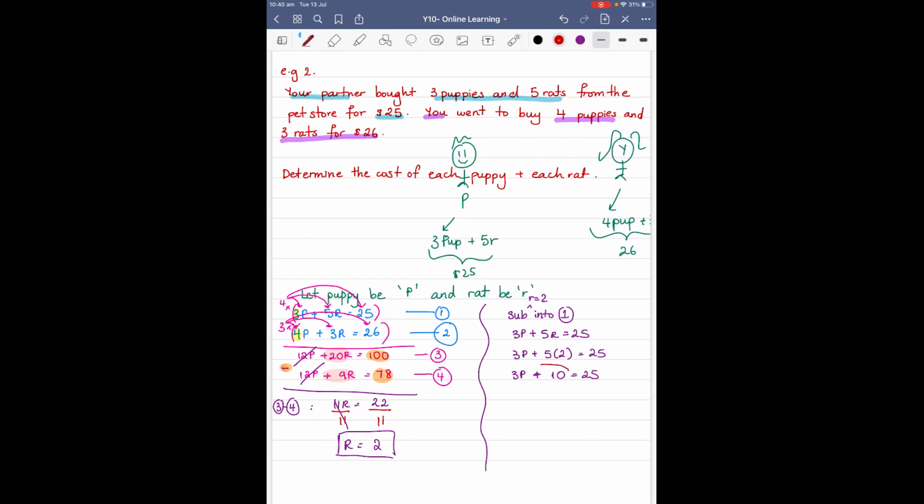Alright, we're going to solve our linear equations. Positive 10 becomes a negative 10. 25 minus 10 is 15. You want p on its own, so we're going to divide both sides by 3. P is now 5. We don't stop there. Make sure you always conclude your answer. Therefore, a rat is $2 and a puppy is $5. And that is pretty much the end of this lesson. See you guys.